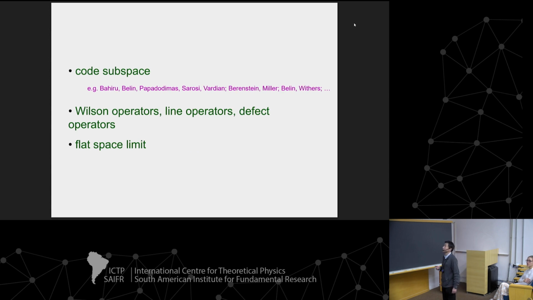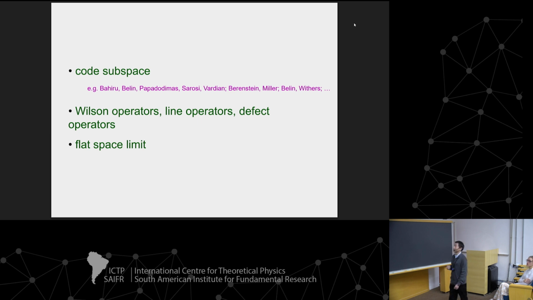And the fuzzball also has interesting relations and intersections with the wormhole and island programs. Another interesting outlook is the code subspace, which has been analyzed by many authors. It is associated with the background reference state, and one can use the HKLL reconstruction to construct bulk local operators.